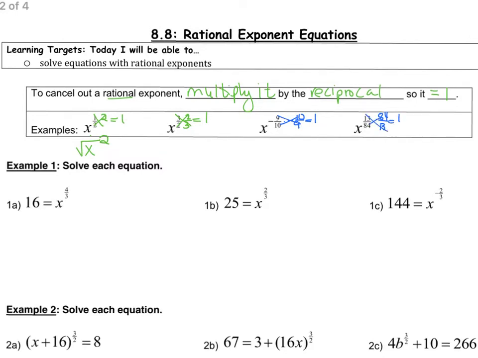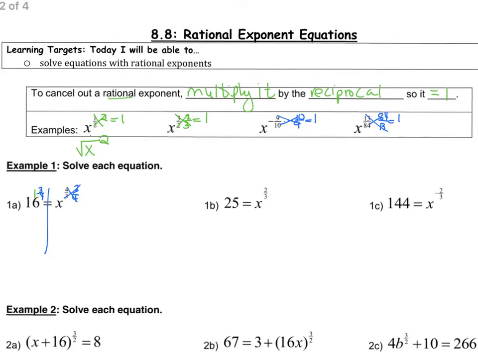So in the first row, we look at the equation and we want to get x by itself, so we need to cancel out the 4/3. So we'll multiply it by 3/4, and we need to do the same thing on the other side, which is to multiply the exponent on the 16, which is really a 1, but is not there, so we'll multiply it by 3/4. So really you're just raising 16 to the 3/4 power.